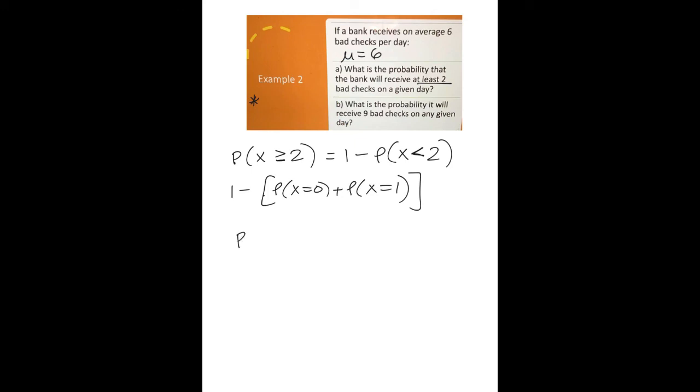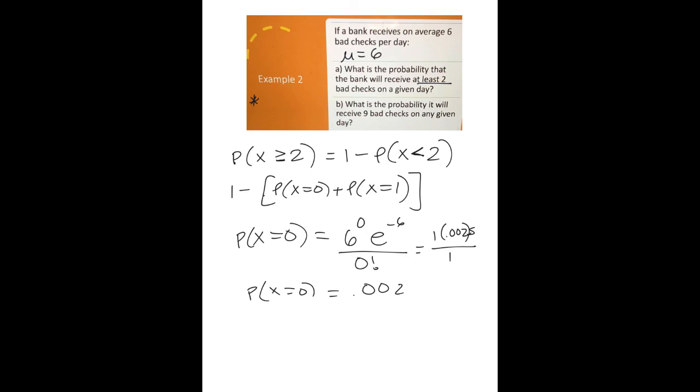So first we need the probability of x being equal to 0. So our equation says we have mu to the x, so mu to the 0, times e to the negative mu over 0 factorial. Well, we know 0 factorial is just 1. We know anything to the 0 is 1. So we just need e to the negative 6, which equals 0.0025. So the probability that x is equal to 0 is 0.0025.